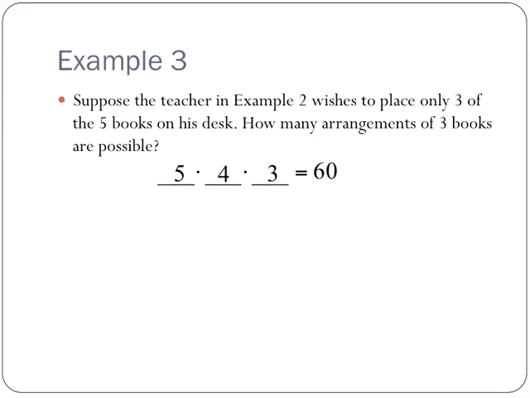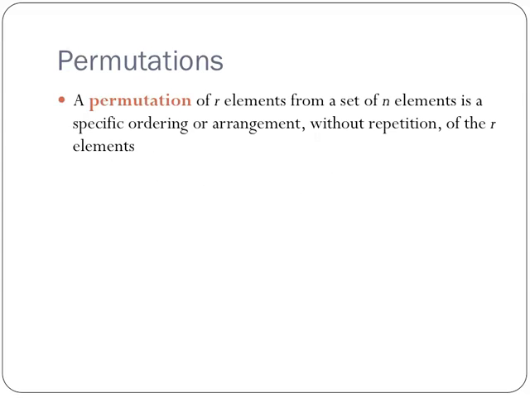So this is what we call a permutation. A permutation of R elements from a set of N elements. So in the example we just did, we were taking 3 books from a set of 5 books, is a specific ordering or arrangement without repetition of those R elements. So in the example before, we took 3 books out of the 5 and we ordered them in some specific way. We did not repeat any books, and we only arranged 3 books.